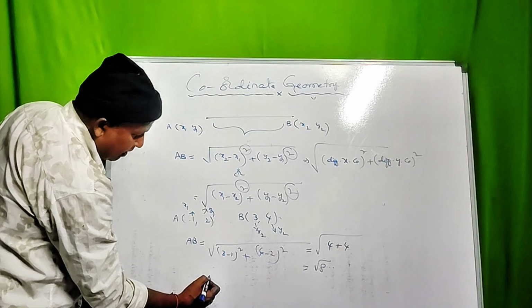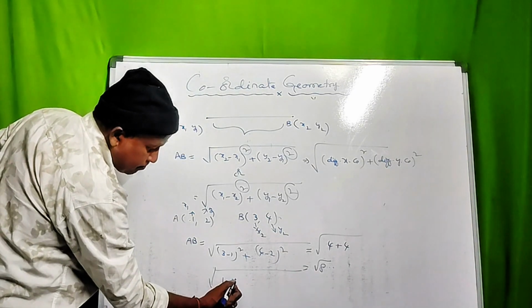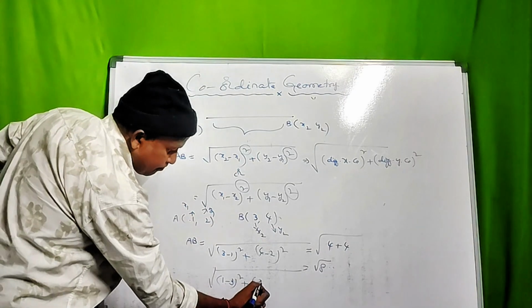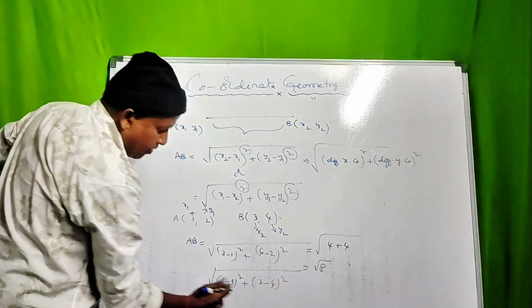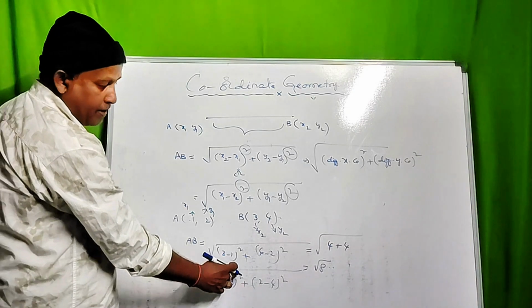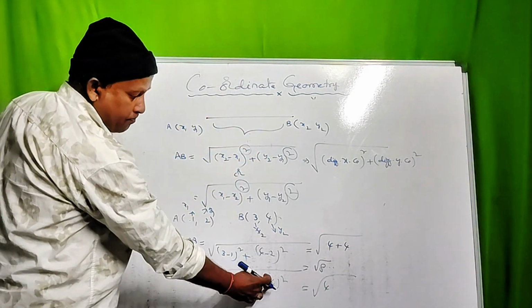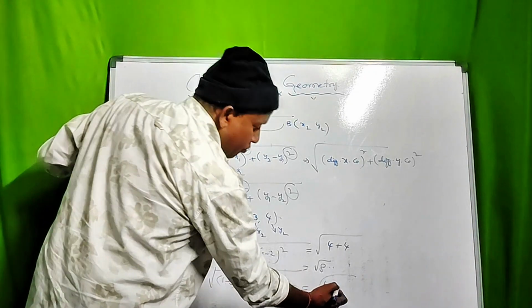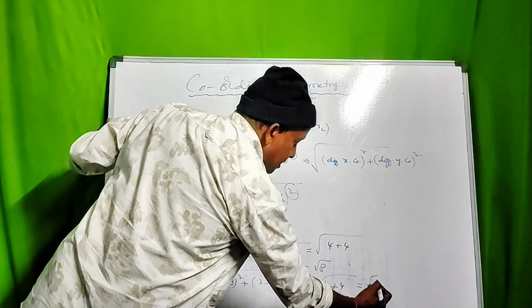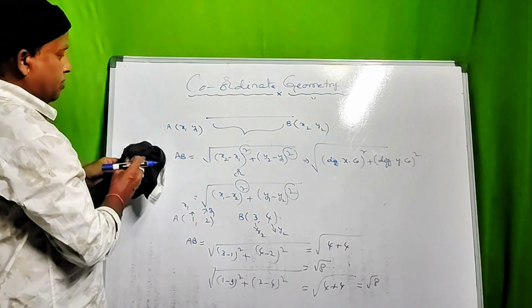Or you can write it as 1 minus 3 also, and the answer remains the same. 1 minus 3 means minus 2. Since the square is there, minus 2 whole squared is again 4. 2 minus 4 is minus 2, and minus 2 whole squared is again 4. So it is root 8 again. Right?